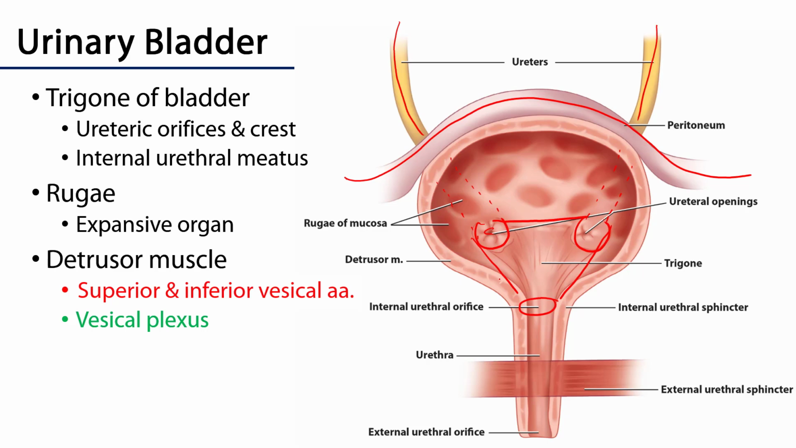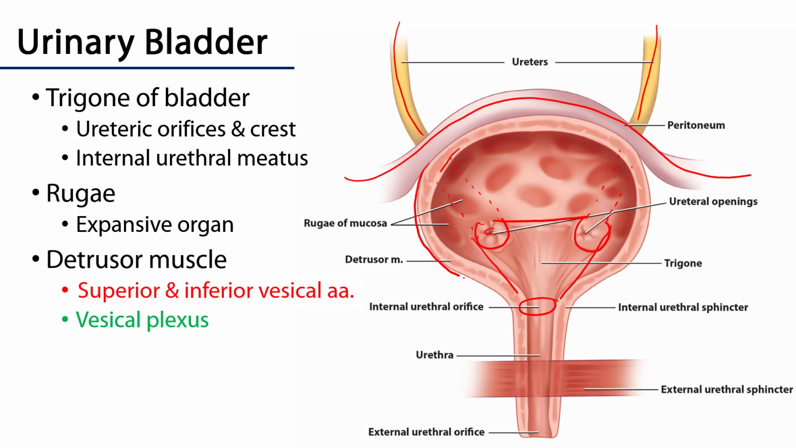You might encounter the bladder in its expanded state or in its relaxed state. Relaxed, it's probably the size of a walnut. Expanded, you know, it may be the size of a grapefruit or even beyond. So this can expand out of the pelvic cavity into the abdominal cavity.